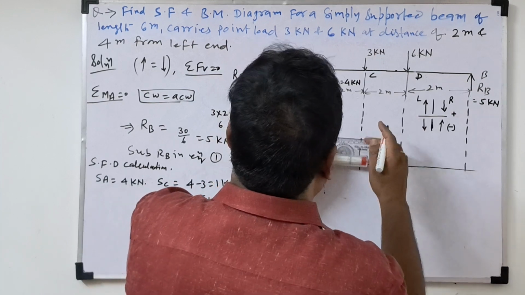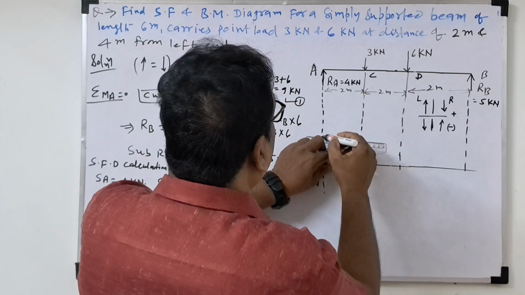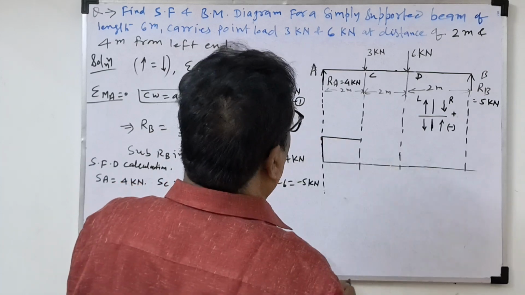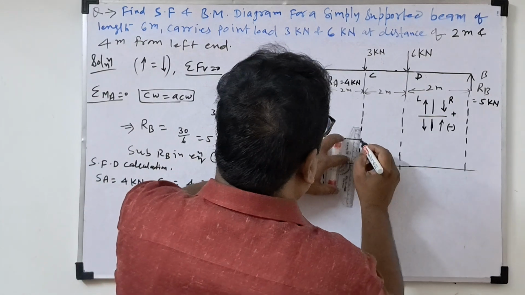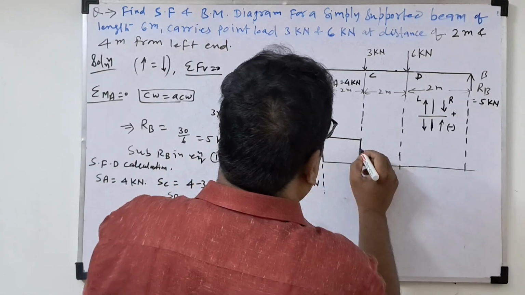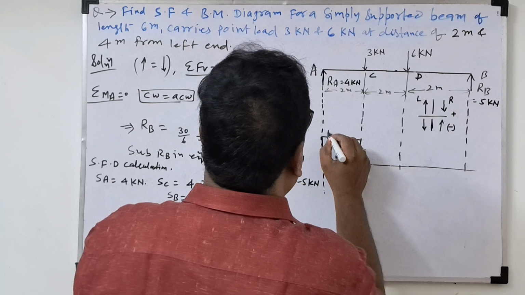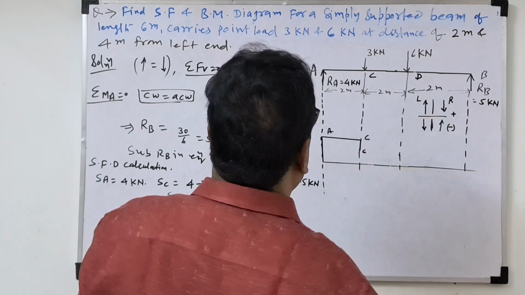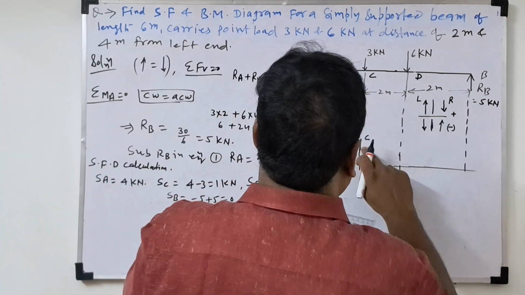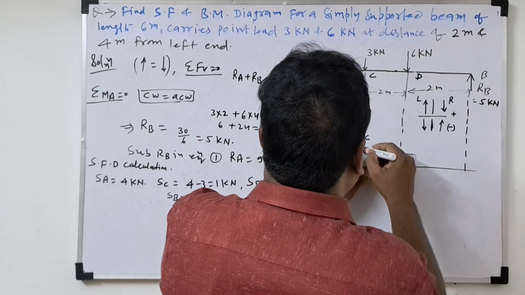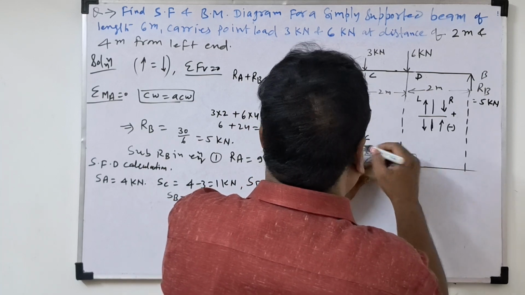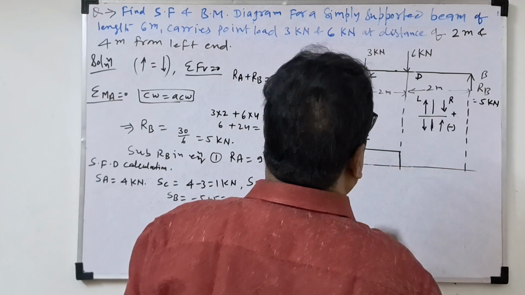Then between A and C no load, so draw the horizontal line. Then at C, a sudden change will be there. So 1 kilonewton is coming. This is point A, this also C. So here again 1 kilonewton came. Now horizontal line, here horizontal line.